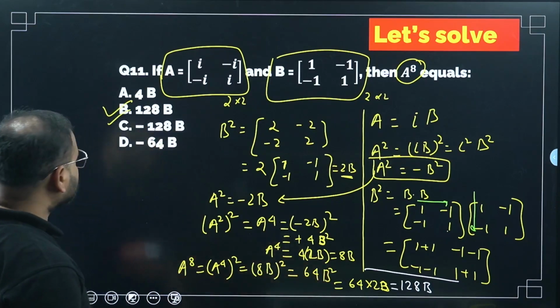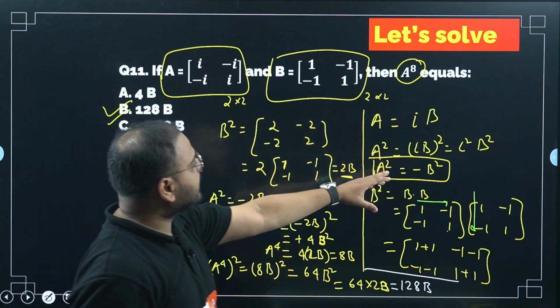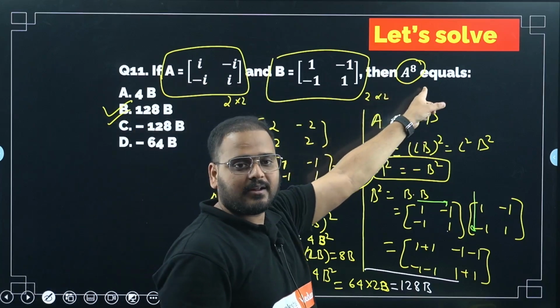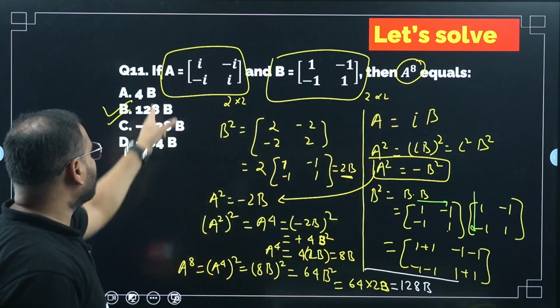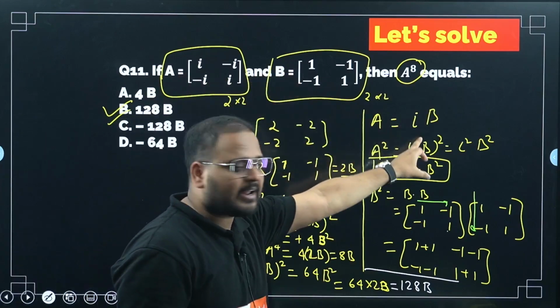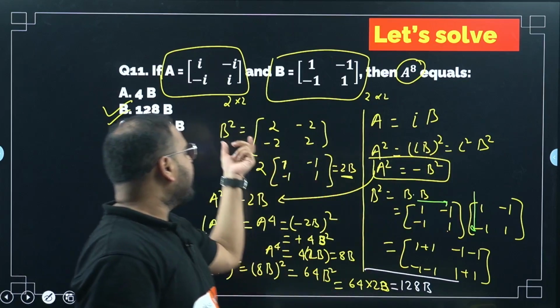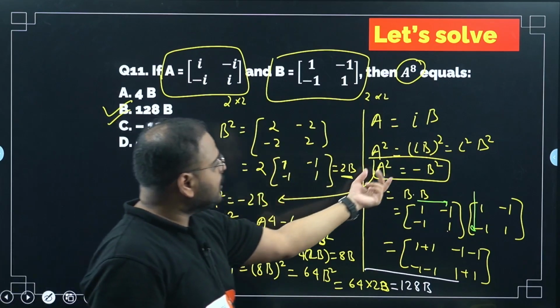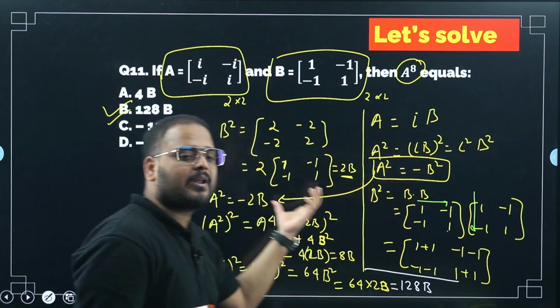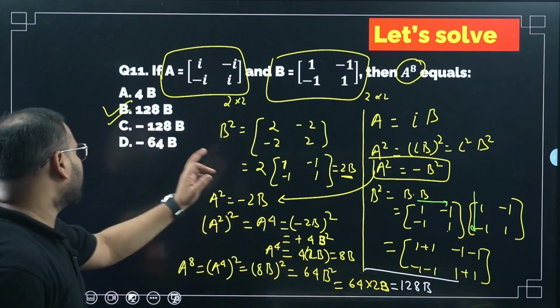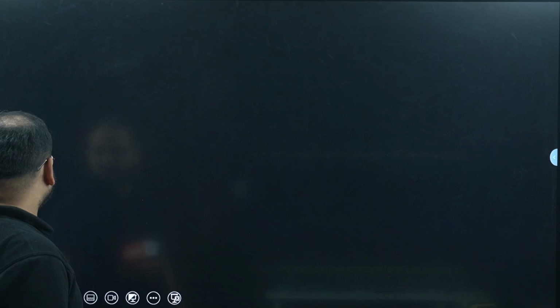Okay, I hope you understood this. What I did: I took A and expressed A in terms of B. Why that? Because I want to find A power 8, and I have to get the result in terms of B only. So I wrote A as iB, squared it up, and simplified it to get B square equals 2B. Using the expression A square equals minus B square, I simplified again and got 128B for A power 8. I hope this is clear.